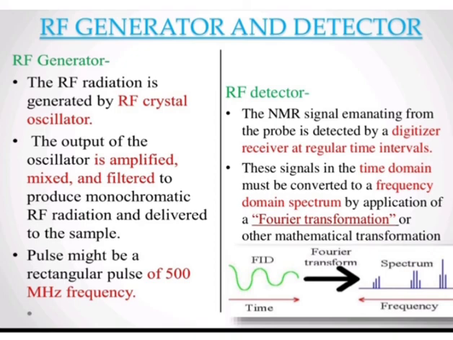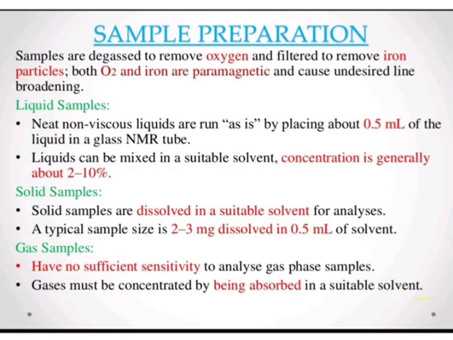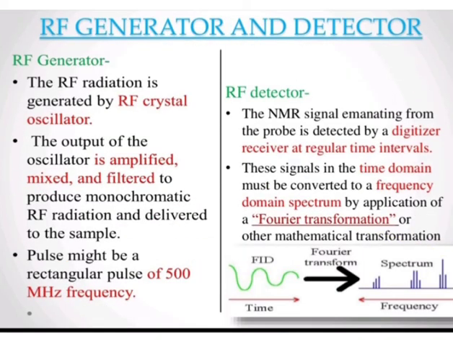So see, Fourier transform spectroscopy: the FID shows such types of plots, a wavy diagram with respect to time, and this can be converted into a spectrum, and this is in the form of a frequency domain, and this is the exact diagram of an NMR spectrum.